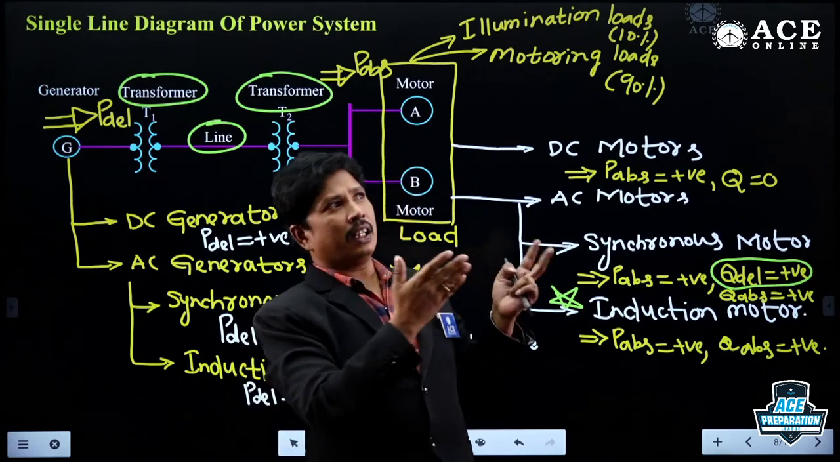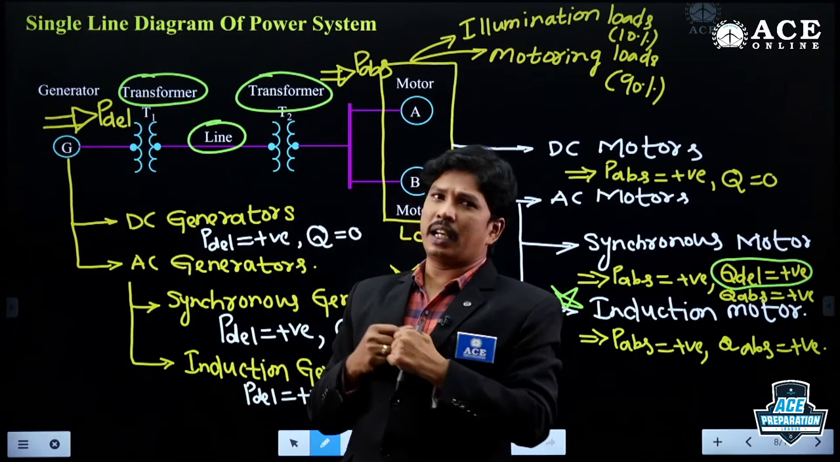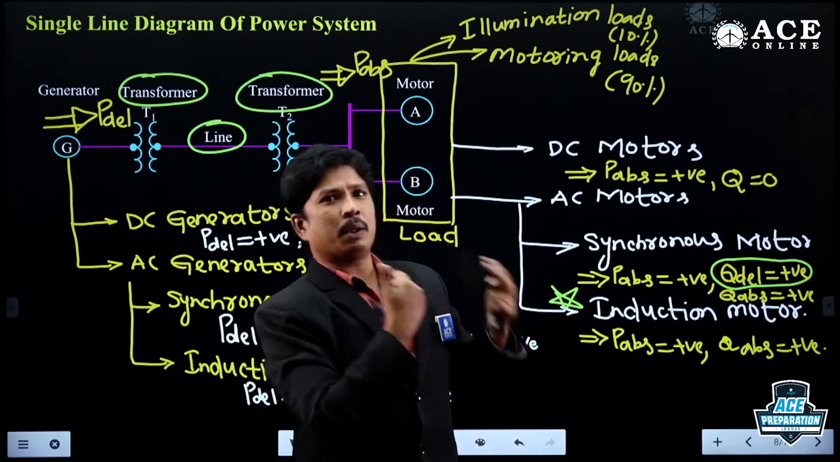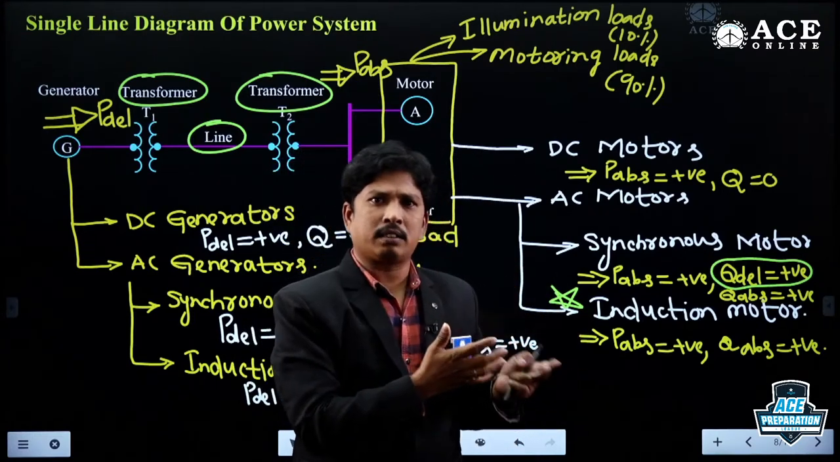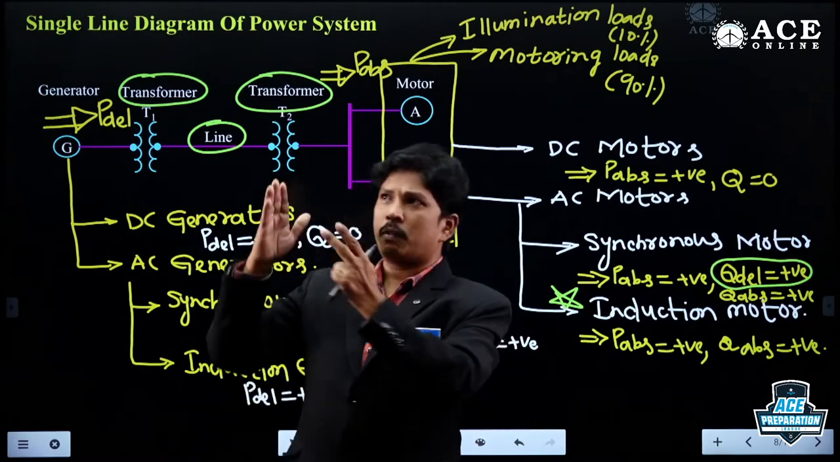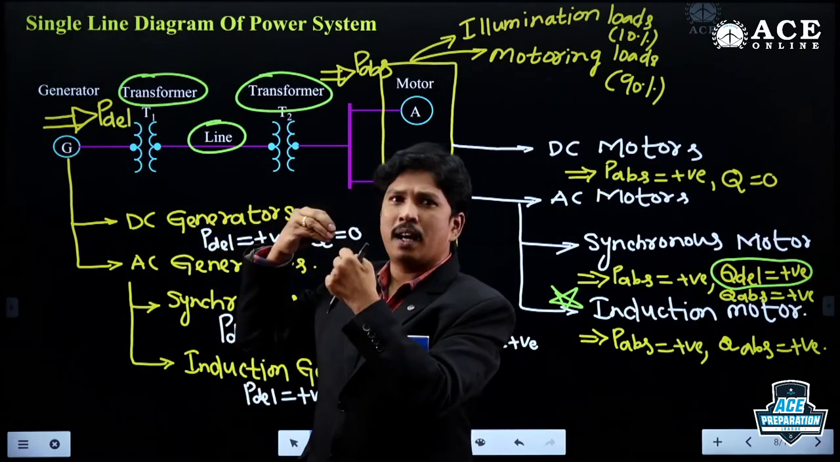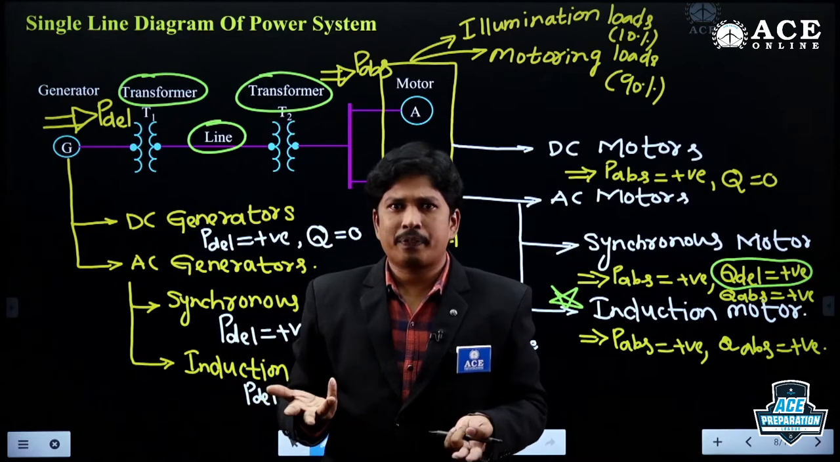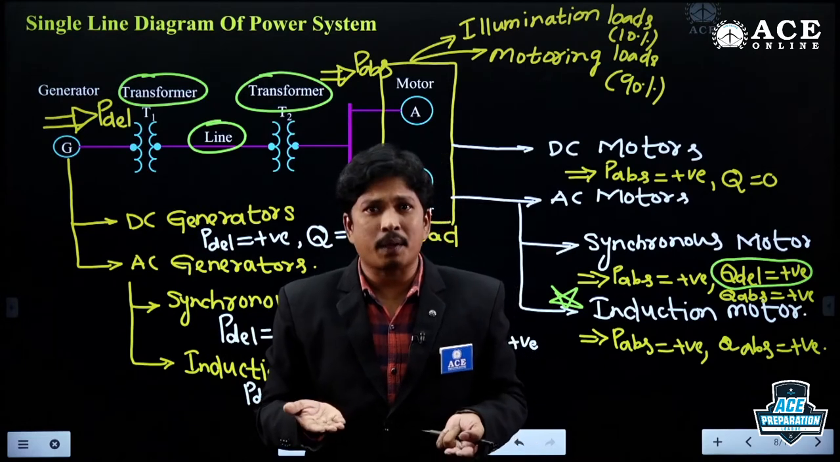We need to understand. Are they giving single phase ratings? Are they giving three phase ratings? Are they giving peak voltages, or RMS voltages, or average voltages? Or is that power an instantaneous power, or the average power? What is that power? We need to understand.